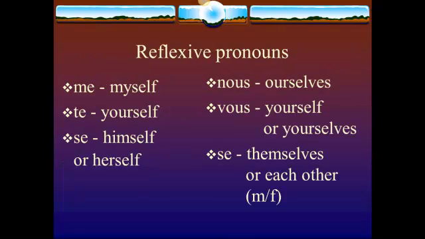Reflexive pronouns: me, te, se, nous, vous, se. And notice that nous and vous look just like the subject, so remember, when you have a sentence that is ourselves, yourself, or yourselves, nous will be repeated, vous will be repeated. The first one is the subject, the second one is the reflexive pronoun. So nous nous, vous vous.